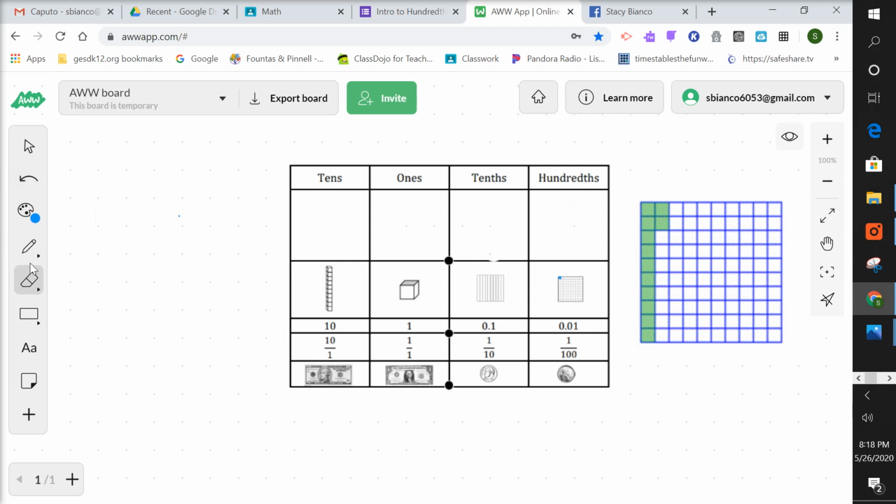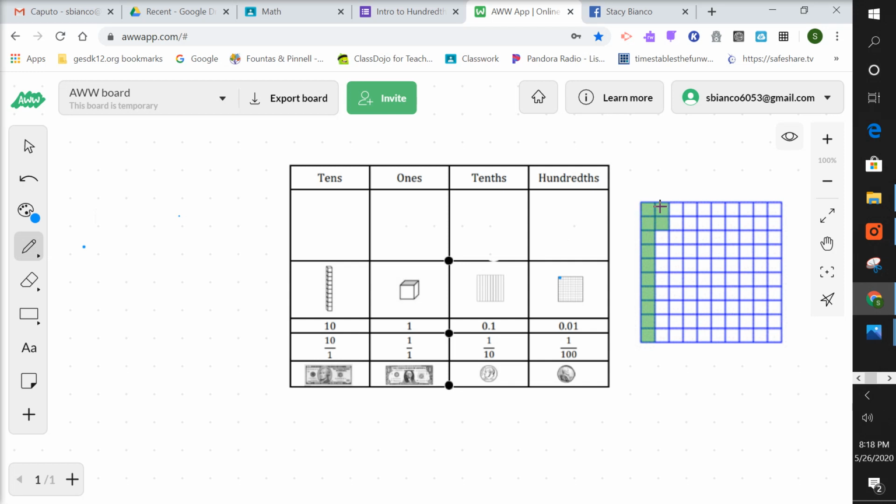Okay, so what we're going to do is look at this hundredths over here, okay? So this square was broken into 100 pieces. There's 10 in each tower, okay? We learned about tens towers. So there's 10 in this tower, there's 10 in this tower, there's 10 in this tower. So if you count them all, there's 100 altogether.